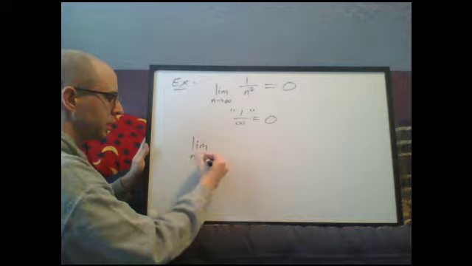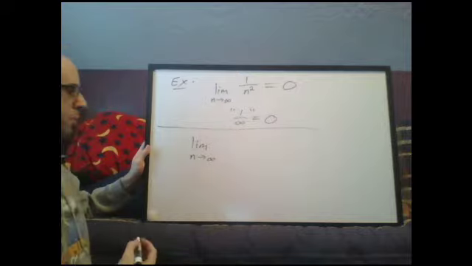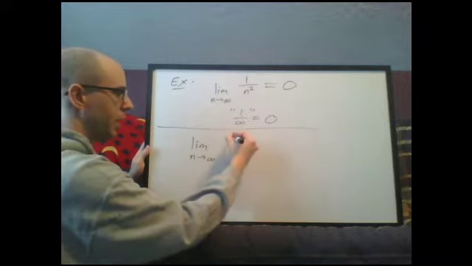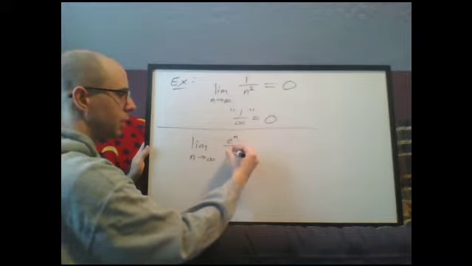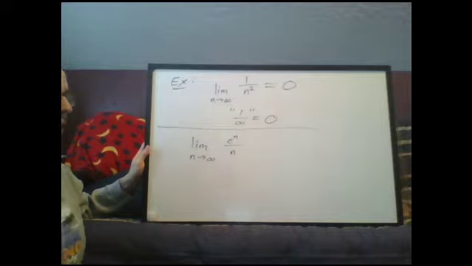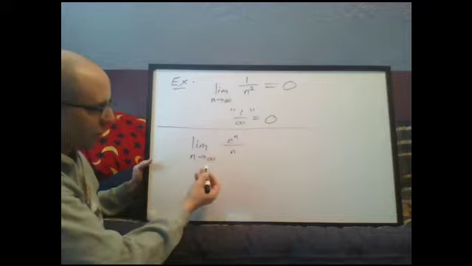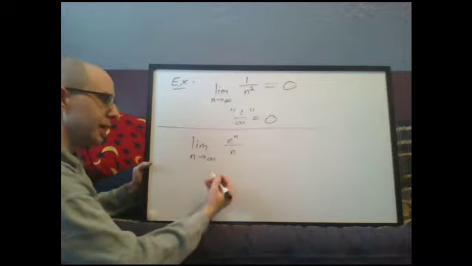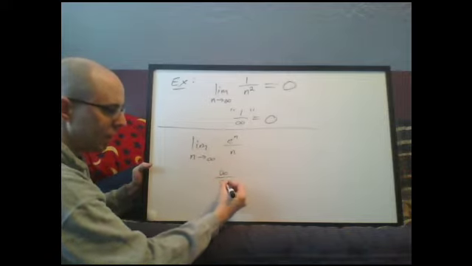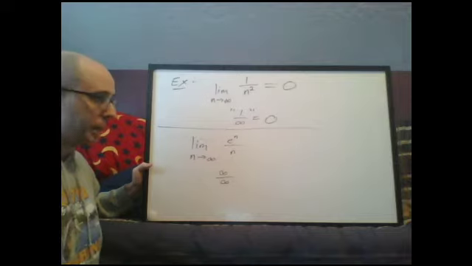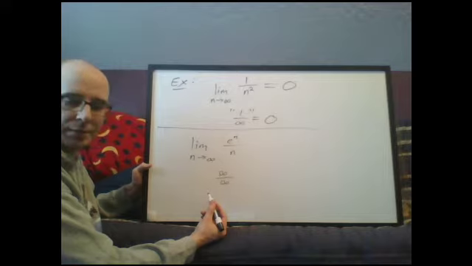suppose we had one like this. The limit as n approaches infinity of e to the n over n. If you try to think about plugging in infinity for n here, you get e to the infinity, that's infinity, divided by infinity, that's also infinity. So infinity divided by infinity, that's one of our indeterminate forms back from the L'Hopital rule chapter in Calculus 1.